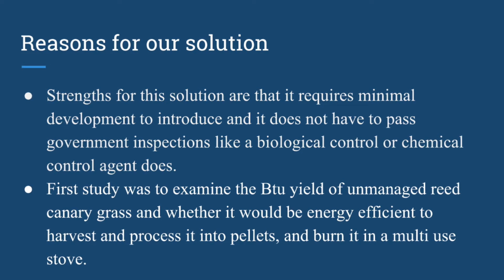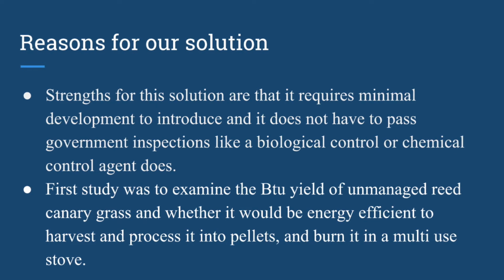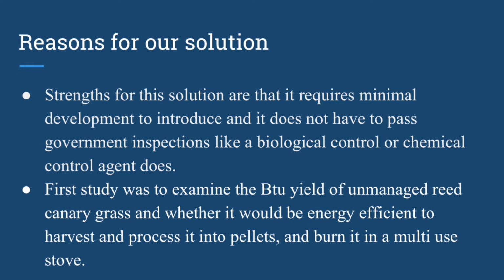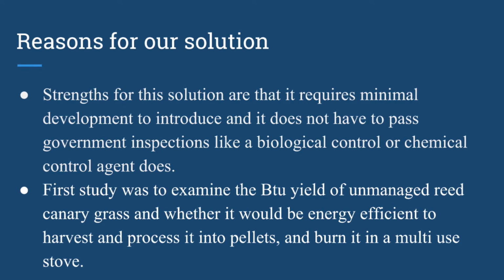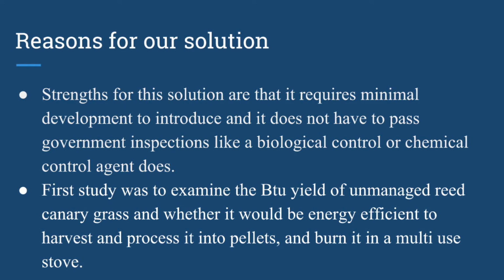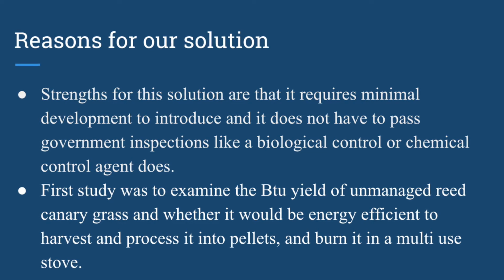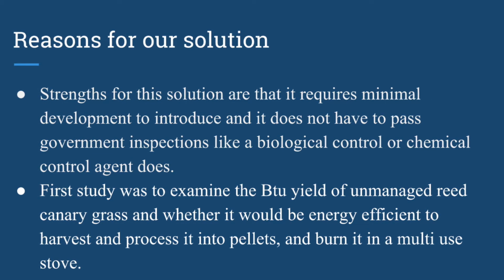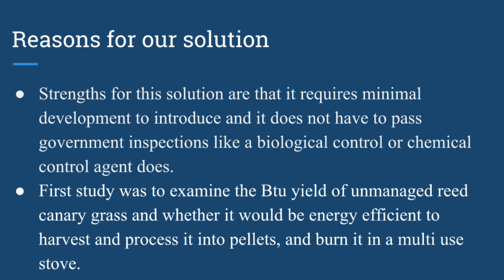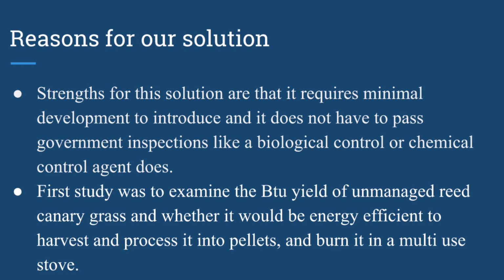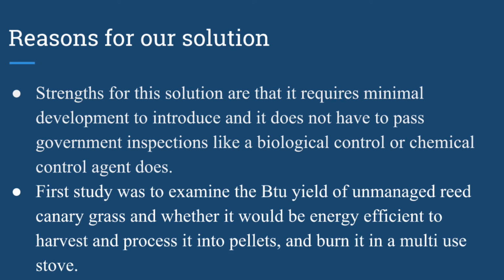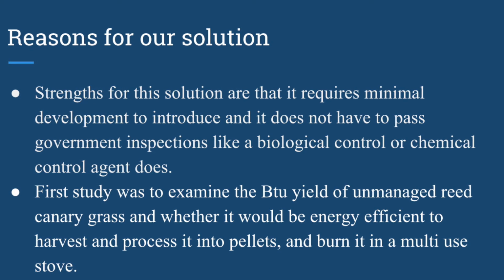A study conducted at Lake Superior State University examined the BTU yield of unmanaged reed canary grass and whether it would be energy efficient to harvest and process it into pellets, and then burn it in a multi-use stove. A 3-acre patch of reed canary grass could provide in pellets the BTU equivalent of 800 gallons of propane, with 32 times more energy return than the energy required to harvest and pelletize it. Most rural properties in our area have some strands of reed canary grass.